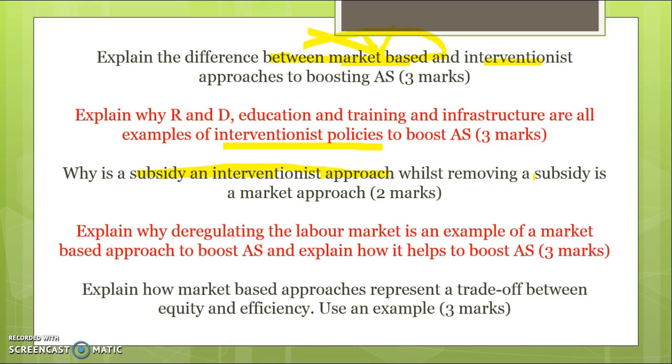Removing a subsidy is a market approach, which can often occur because subsidies can encourage inefficiency because businesses aren't exposed to competition. Deregulating the labour market is a market approach because, again, it involves removing the minimum wage, putting pay based on performance, and getting rid of government intervention in the labour market. It boosts aggregate supply because it encourages people to work harder and more productively, because it's easier for them to get sacked and there's no minimum wage protecting them, and that can all lead to reduced cost of production and more willingness to supply.